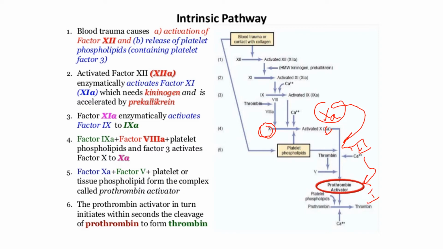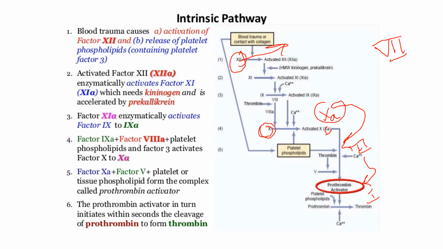How do you activate factor 10? We said two pathways. Either by activating factor 12, this is factor 12, or by activating factor 7. If you activate factor 12, this is the intrinsic pathway. And why do we call it the intrinsic pathway? Because activation of factor 12 occurs by components within the blood, within the circulation. So this is the intrinsic pathway.